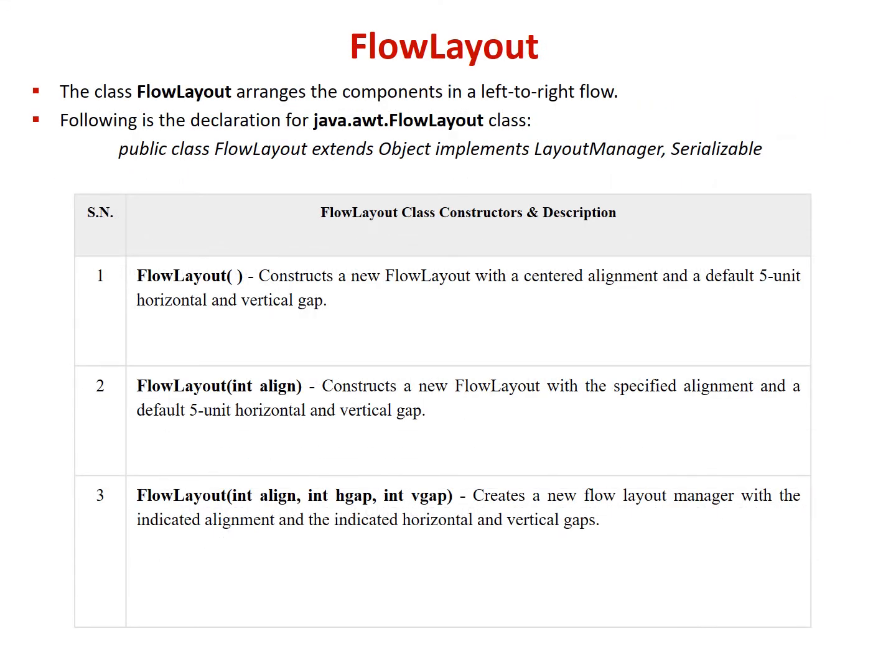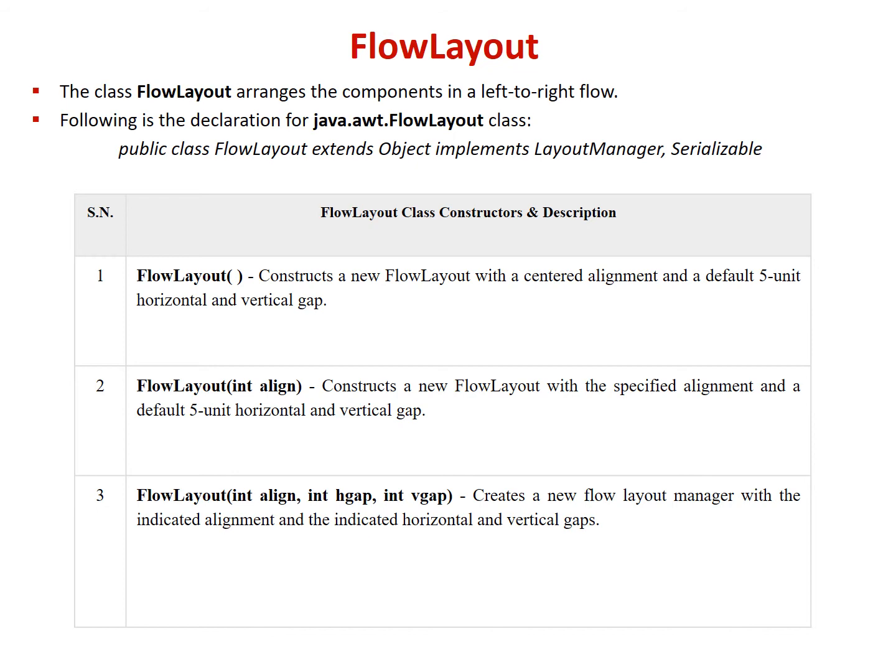Flow layout. The class FlowLayout arranges the components in a left to right flow. Following is the declaration for the java.awt.FlowLayout class. Public class FlowLayout extends Object implements LayoutManager, Serializable.